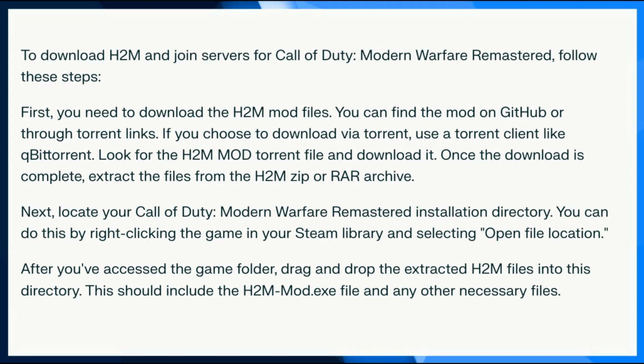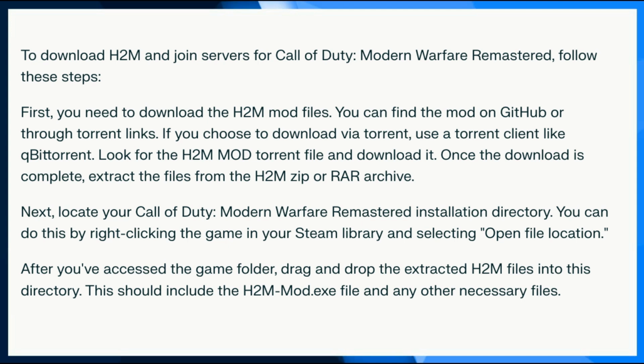To download H2M and join servers for Call of Duty Modern Warfare Remastered, follow these steps. First, you need to download the H2M mod files. You can find the mod on GitHub or through torrent links. If you choose to download via torrent, use a torrent client like BitTorrent. Look for the H2M mod torrent file and download it. Once the download is complete, extract the files from the H2M zip or RAR archive.